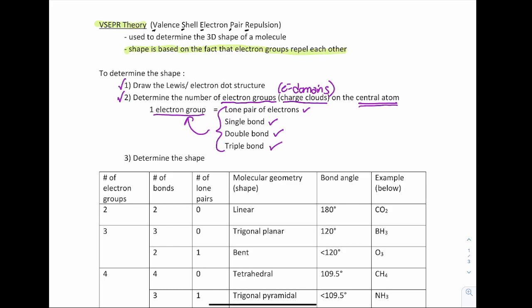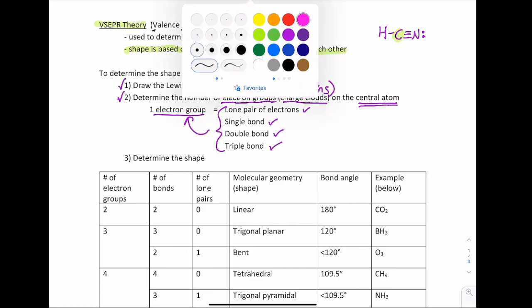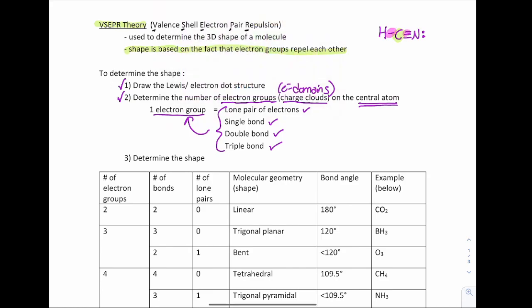So even though a triple bond contains 6 electrons, it's in one location, so it's going to count as one group. So an example, if I was to draw out my Lewis dot structure for this molecule, HCN, I'm going to look at my central atom, which is carbon, and carbon is going to have 2 electron groups. I have a single bond and I have a triple bond, so that's 2 groups. So my shape for this molecule is going to be based on 2 things repelling each other. It's actually going to be 180 degrees. It's going to be a linear molecule.